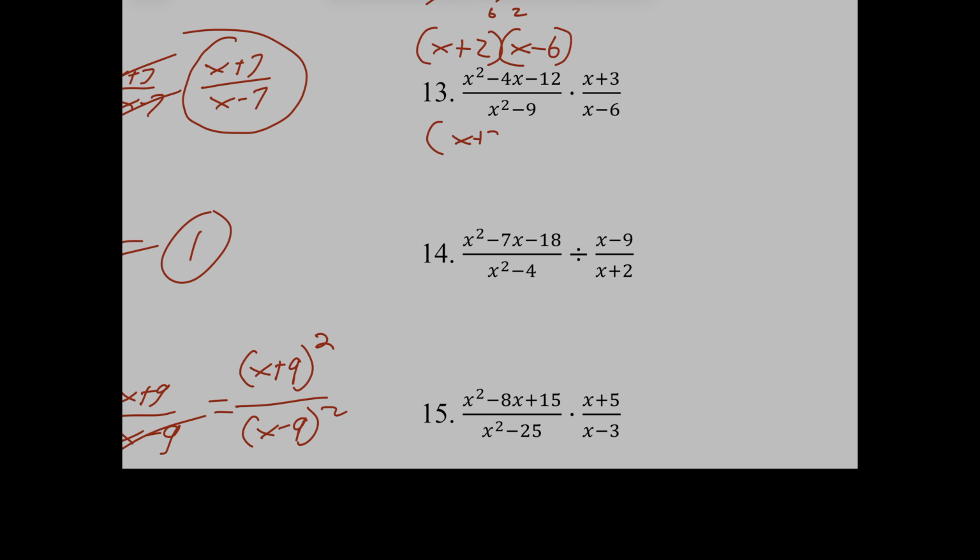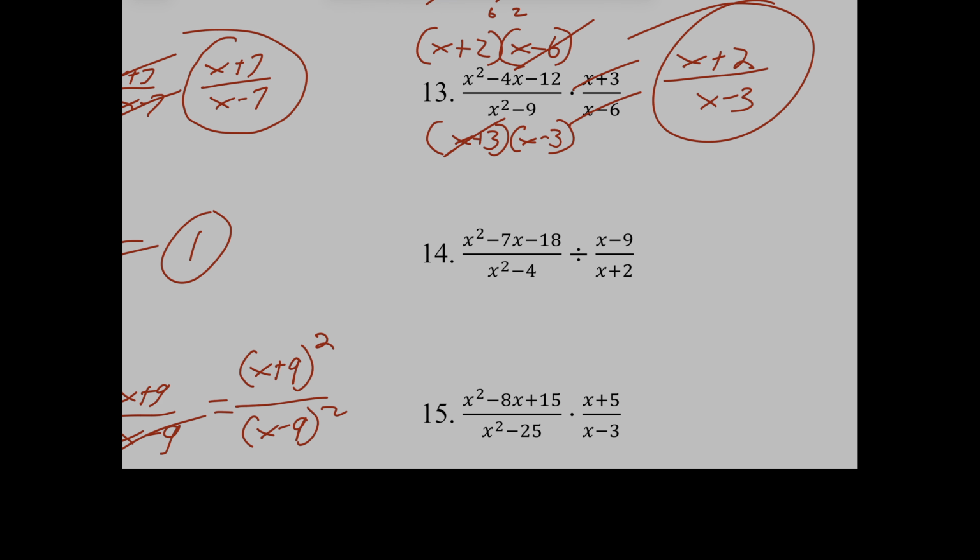Down here, I get an x plus 3 and an x minus 3. Now, do I flip? No, I don't flip because it's multiplication. Cancel, cancel, cancel, cancel. What's left over? x plus 2 over x minus 3. Boom, and done.